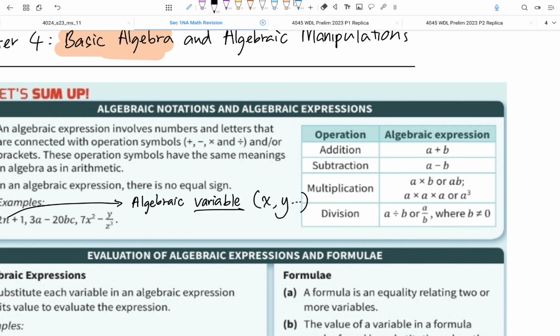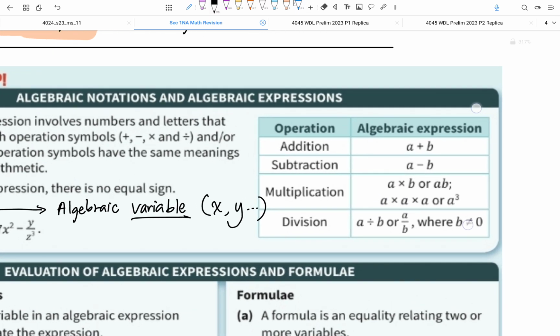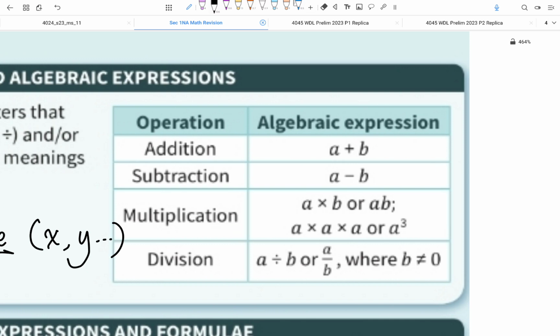Now there are some basic operations that you must know for algebra. For addition, it's clear cut, a plus b, subtraction, a minus b. Now for multiplication, this is where it gets confusing. Now a times b in algebraic form, you have to write like this, ab.